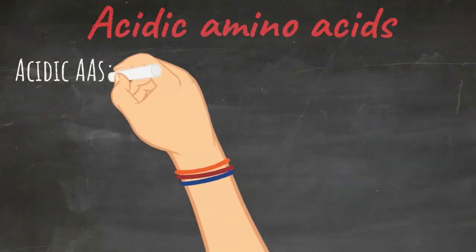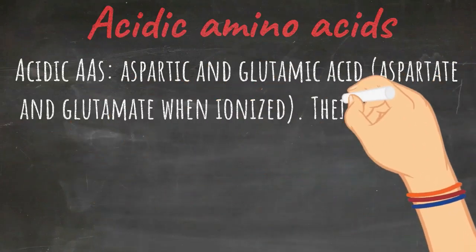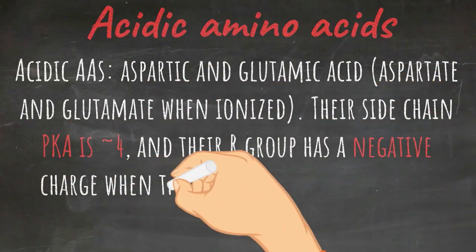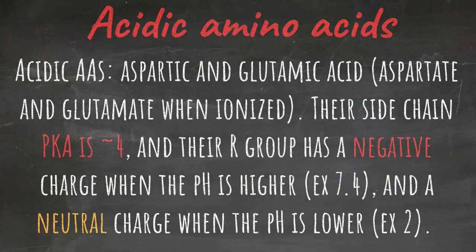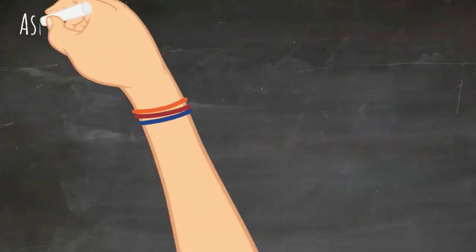Acidic amino acids include aspartic acid and glutamic acid. That is what they're called in their neutral form, but within the body they are known as aspartate and glutamate with their -1 charge. Their side chain pKa is around 4, and their R group has a negative charge when the pH is higher, like in the human body, and a neutral charge when the pH is lower.